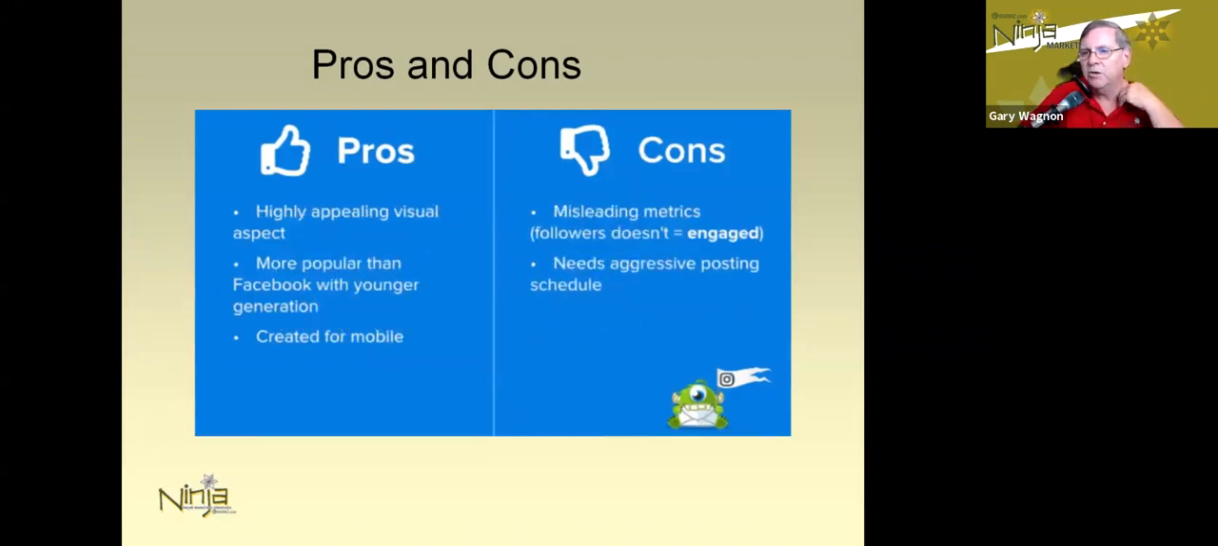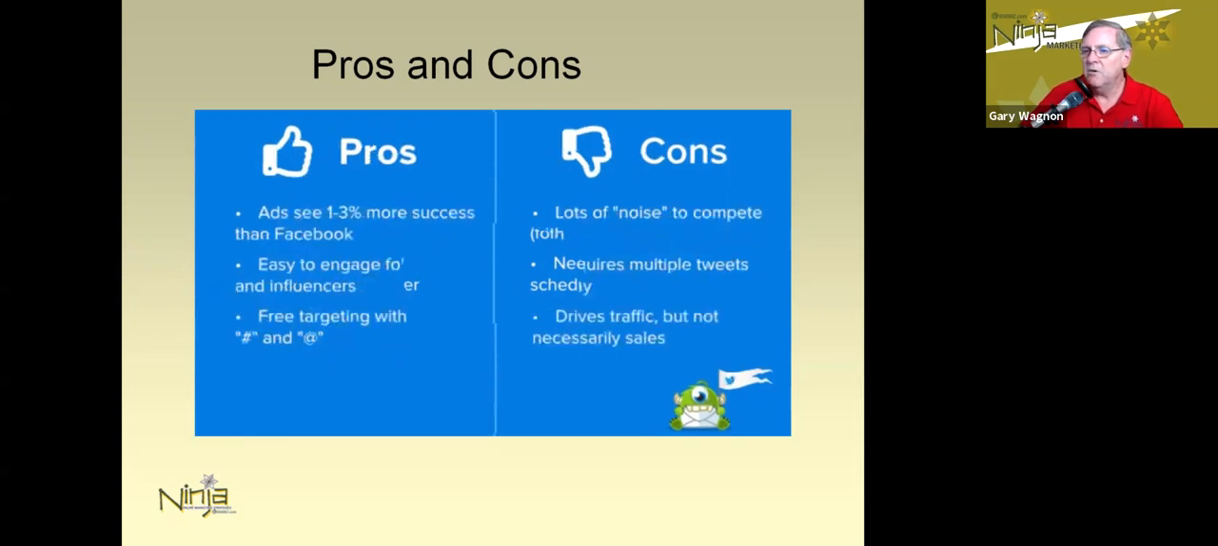Instagram: highly appealing visual content, more popular with a younger generation, and it's ideal for mobile. The metrics on Instagram don't always tell you the same thing, and you do need an aggressive posting schedule for that. For Twitter: easy to engage followers and influencers, free targeting with the hashtag or the @, but a lot of noise, which we've already talked about, and it requires a lot of energy. So that's a big con for me on Twitter.